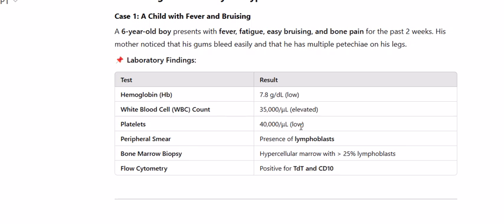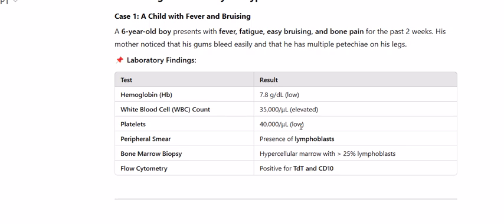Laboratory findings. Test result: hemoglobin 7.8 grams per deciliter, white blood cell count elevated, 35,000 to 40,000 per microliter. Peripheral smear: presence of lymphoblasts. Bone marrow biopsy: hypercellular marrow with 25% lymphoblasts. Flow cytometry: positive for TdT and CD10. Question: what is the most likely diagnosis?